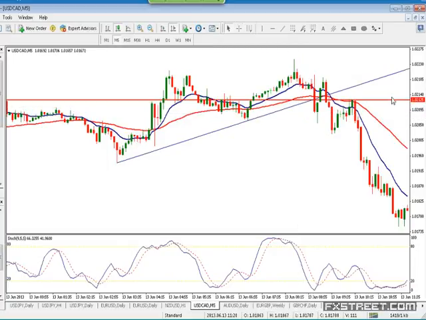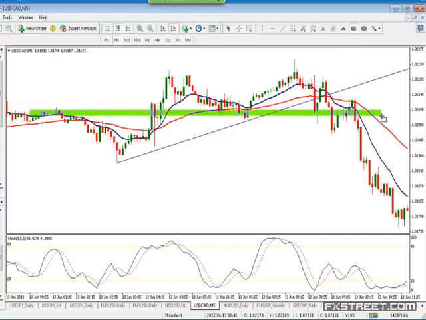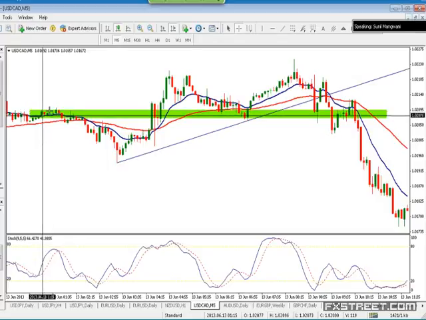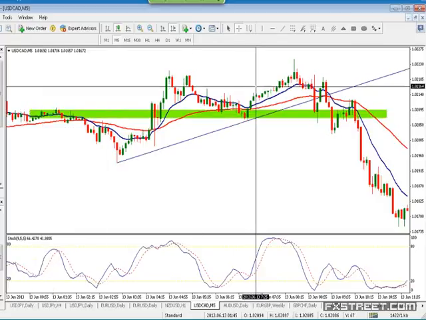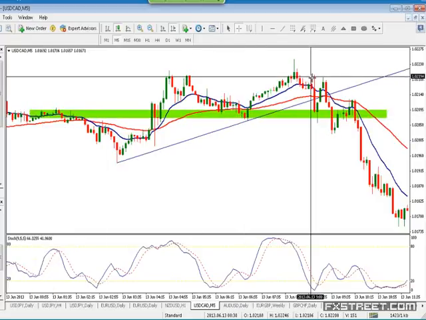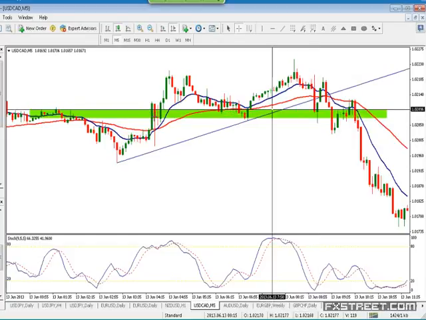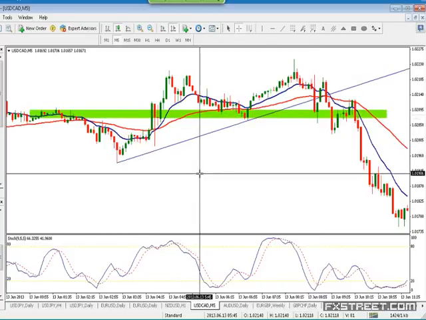Let me remove this a little and let me plot one zone over here. Now if I plot this particular zone over here, you can see that this was an area of resistance which subsequently turned into support over here. It again turned into support over here. Now these levels, I call them magnets. Price is attracted to these and price reacts around these levels very, very strongly.